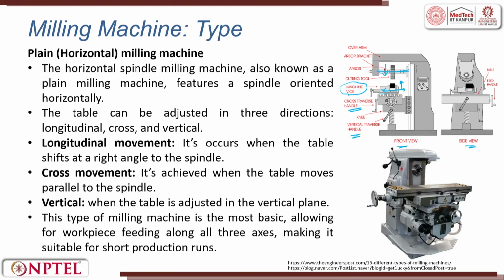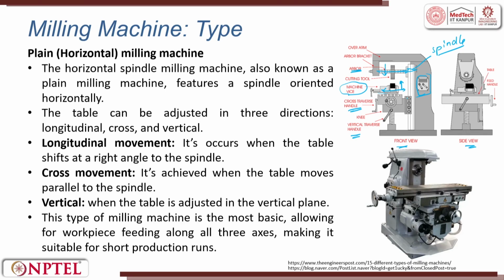The cutter is held in an arbor. The arbor is used to hold it, and this arbor is attached to a spindle, to which the motor is attached for the RPM, and here are the gearbox levers.